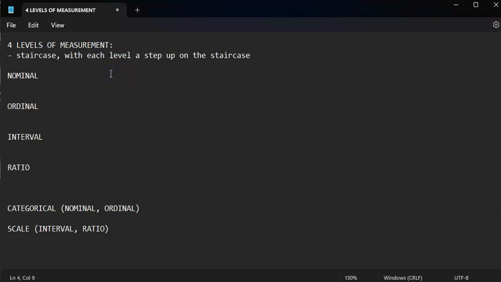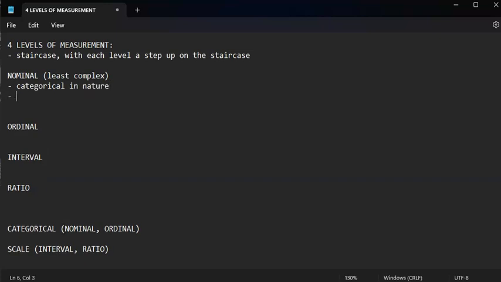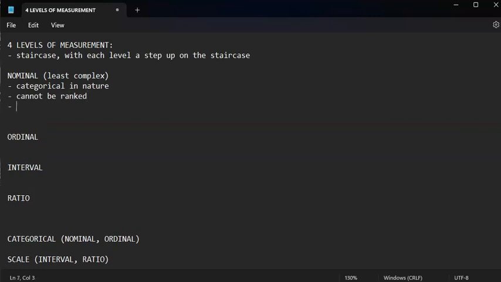So the nominal, this is the least complex level of measurement. And this is a variable that is categorical in nature, and the categories cannot be ranked. Examples include variables like gender, race, ethnicity, maybe region of the country where you live.